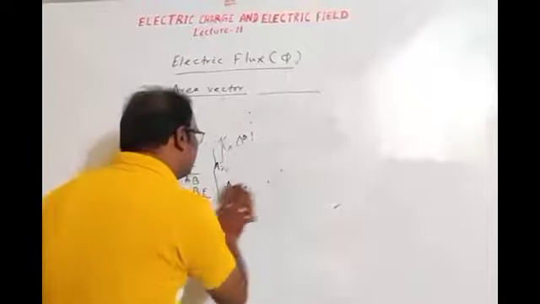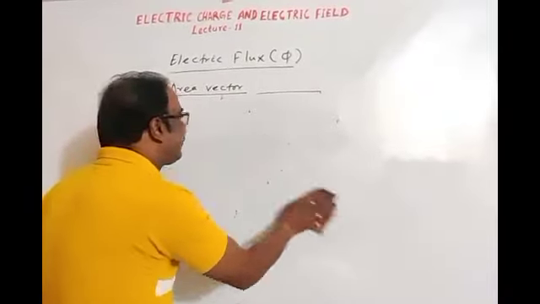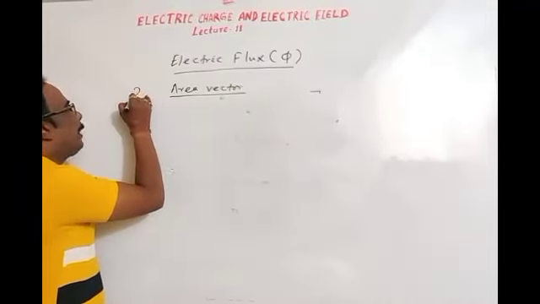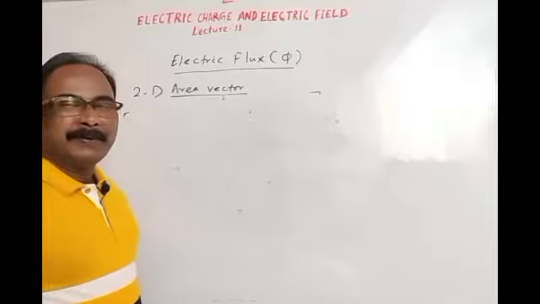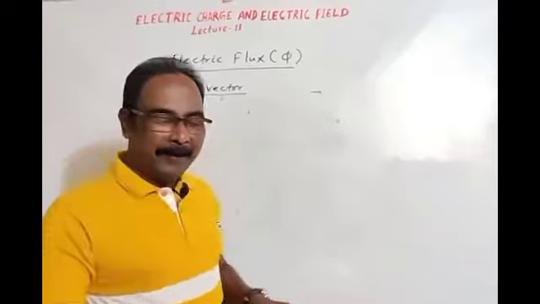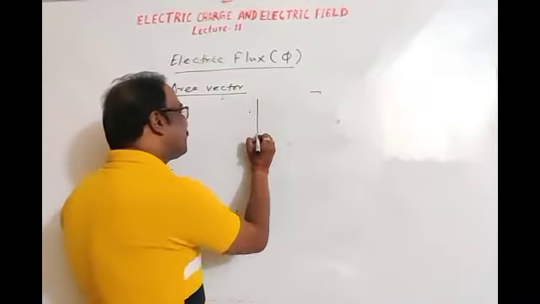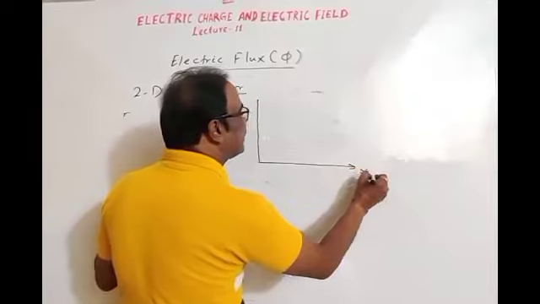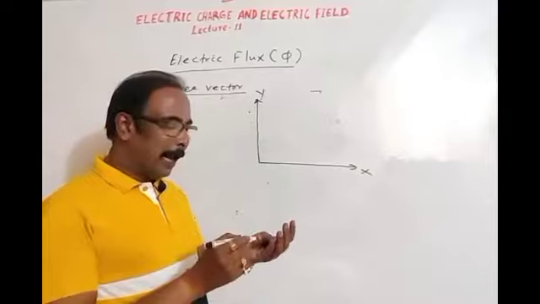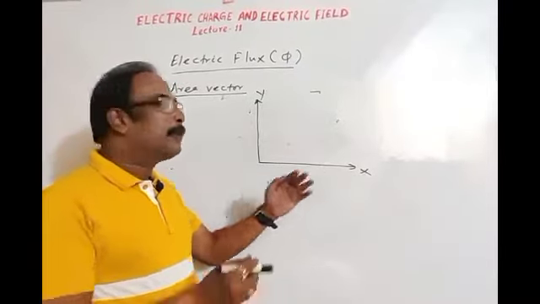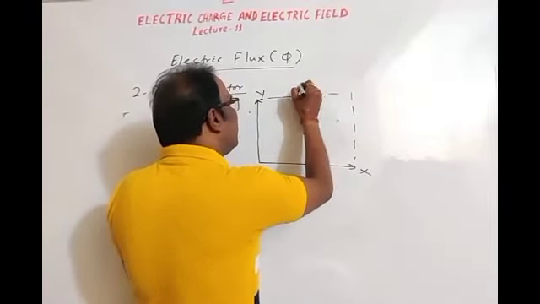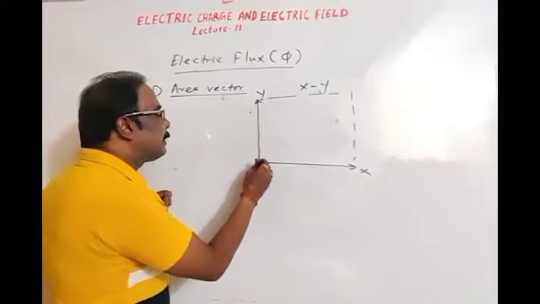Now, let's see some specific cases to determine the area vector. Two-dimensional area, or a plane area. This is a plane area. This is two-dimensional. I am representing the coordinate axes. This is the x-axis. This is the y-axis. See students, the x-axis and y-axis are lying on this plane. So obviously, this plane is the xy plane.